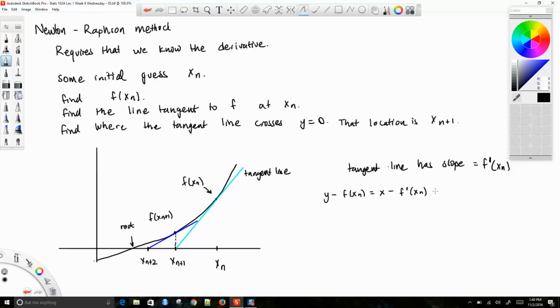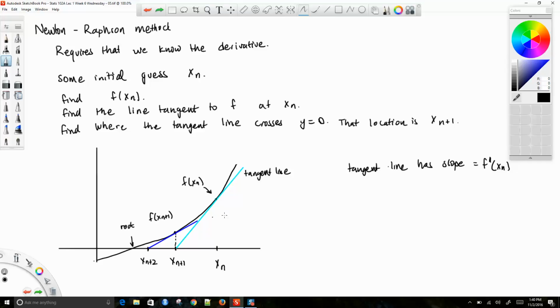Wait, no, wait, the slope times, what am I doing? My brain stopped working for a second here, and now I'm super embarrassed. Okay. Well, gosh, what's going on?